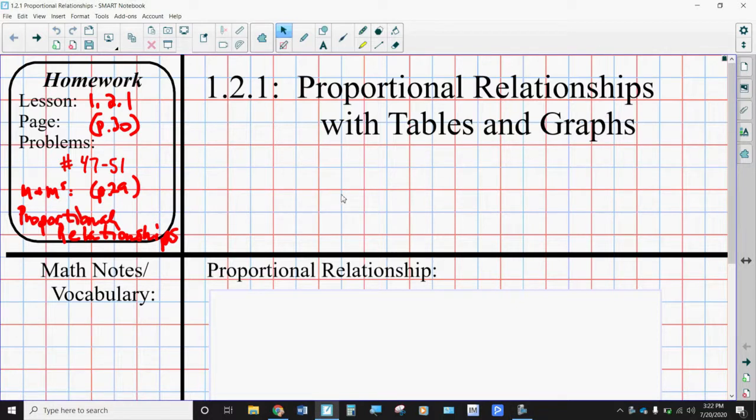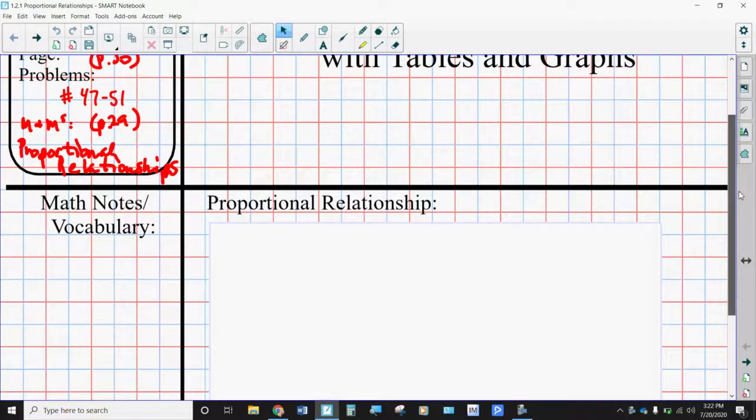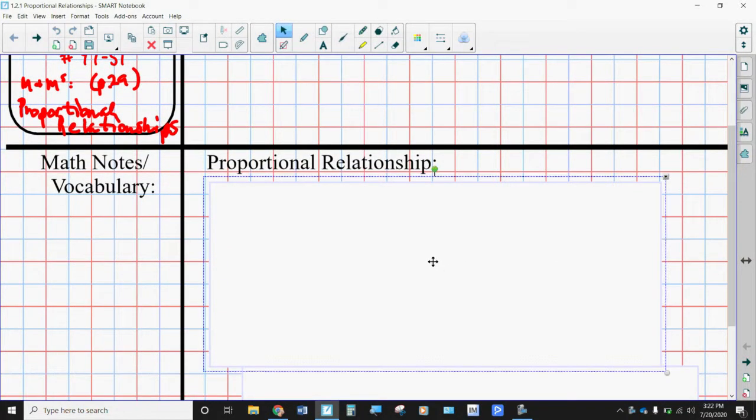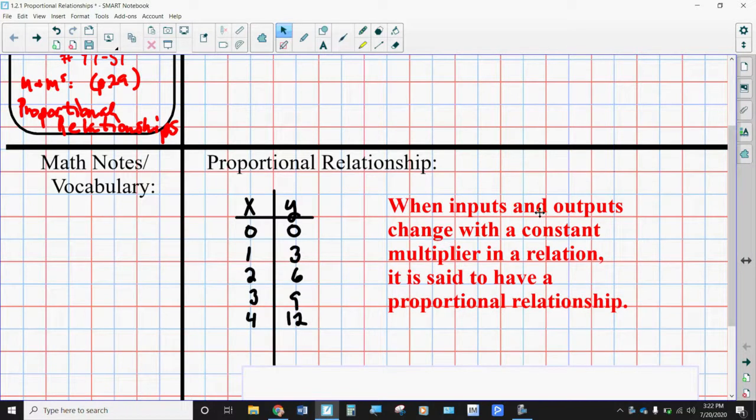Alrighty, for today's lesson 1.2.1, we are going to revisit what it means for a situation or a relationship to be proportional in nature, which we spent a lot of time on in seventh grade, and we're going to revisit how it looks in a table and in a graph. So just to refresh your memory, proportional relationships are situations where your inputs and your outputs change according to a constant multiplier. Remember how (0, 0) played an important role with all proportional relationships?